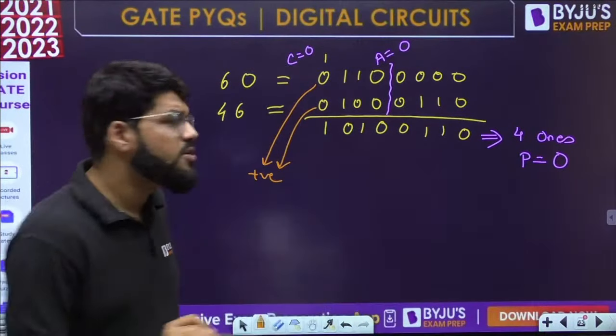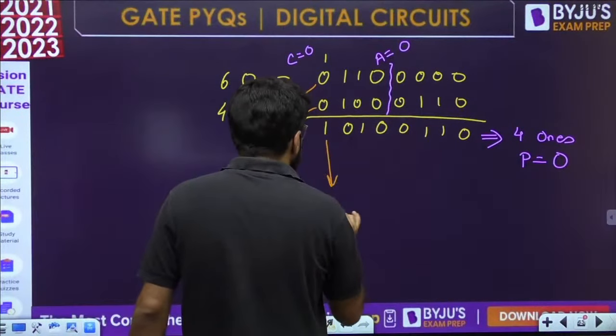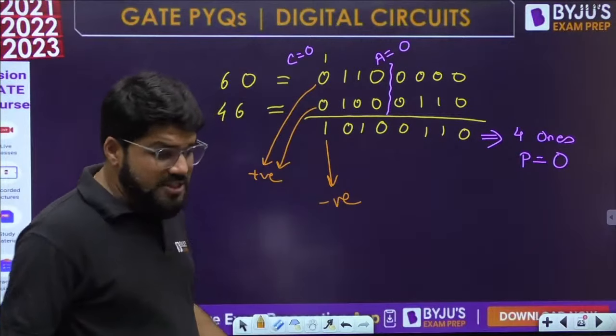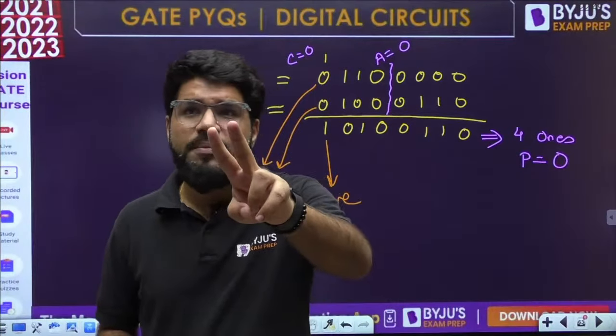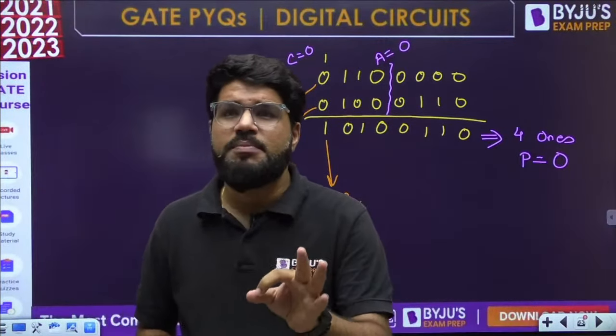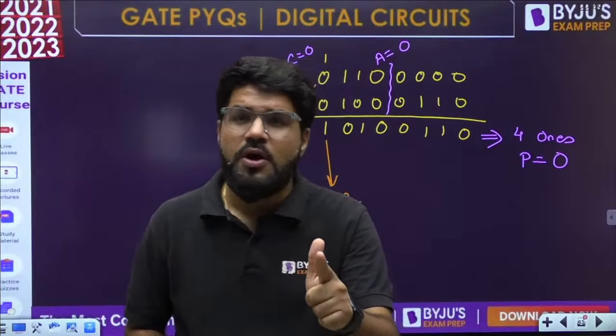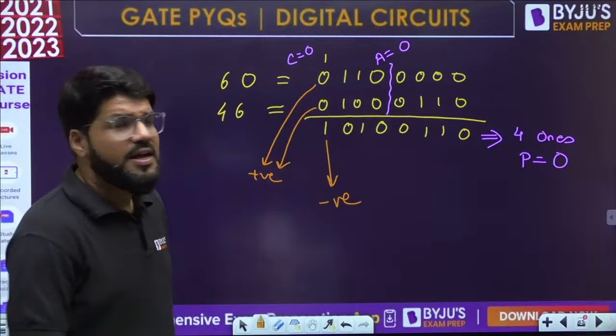Positive plus positive is positive, but the result that is coming is negative. Impossible, na? When you add two positive numbers, the result cannot be negative. This is impossible, and that is happening because of overflow. The numbers are going out of the range.